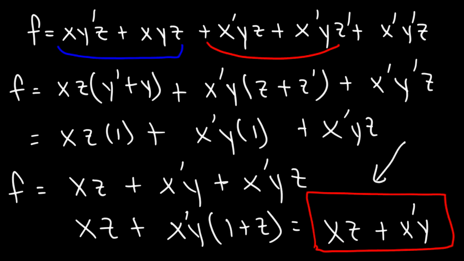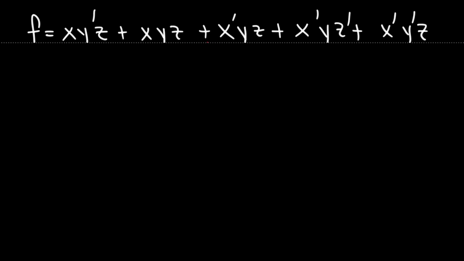But is it really? Can we simplify it further? Right now, we have a very simplified function. We still have a sum of products expression with 2 product terms, 4 literals, and 3 different variables. But let's see if we can do something else. Let's see if there's another way in which we could simplify it.